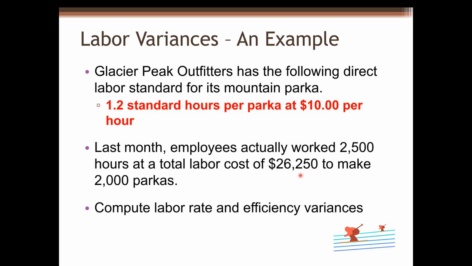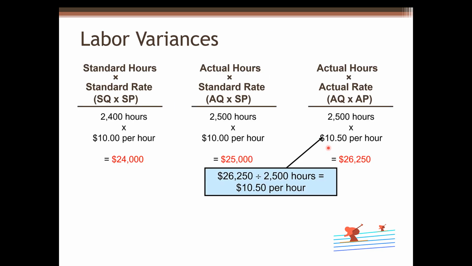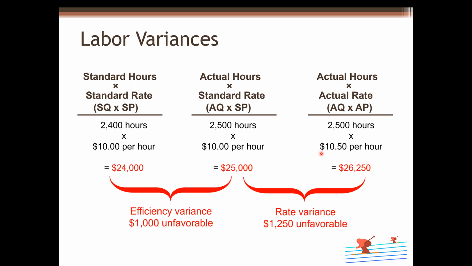To calculate the actual rate, we use total actual cost, $26,250, divided by actual hours, 2,500. And we can get $10.50 per hour. And now we can calculate labor efficiency variance and labor rate variance.